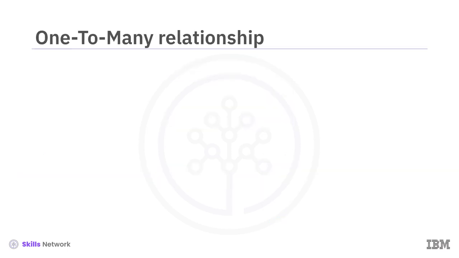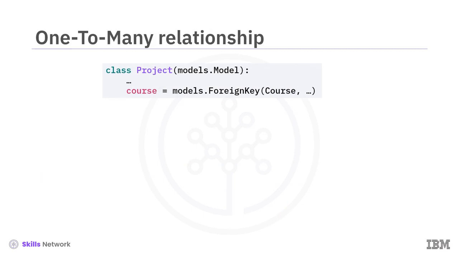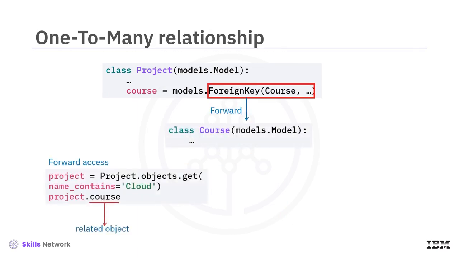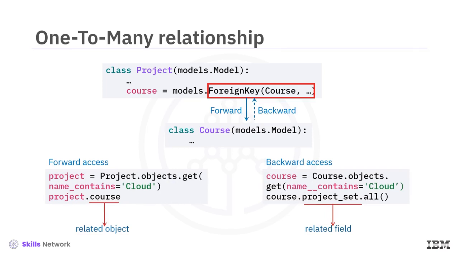A one-to-many or many-to-one relationship is defined using a foreign key field. Here we have defined a forward reference from project to course. Now we can access the course for a project explicitly. Meanwhile, Django creates a backward reference from course to project with an implicit project set field, so we can access projects that belong to a course.